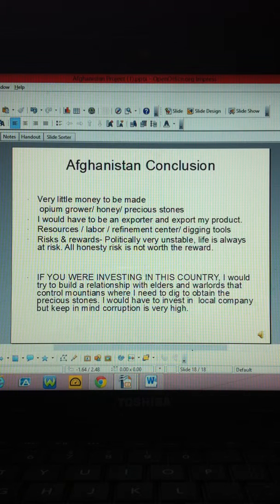If I was investing in this country, I would try to build a relationship with elders and warlords that control mountains where I need to dig and obtain the precious stones. I would have to invest in a local company, but keep in mind corruption is very high.